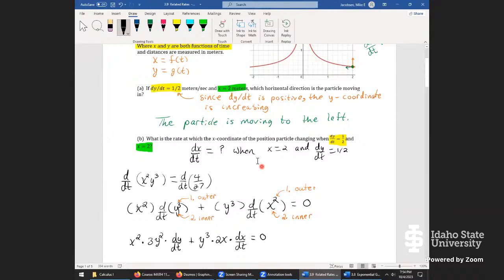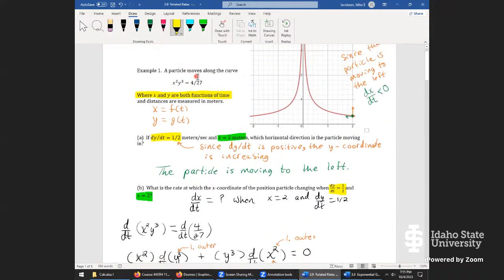What was our goal? It said, what is the rate at which the x coordinate is changing when dy/dt is a half and x is 2? Well, x is 2 means we can plug a 2 here and here. That's kind of nice. dy/dt being a half, we can plug that right here. And the whole question is dx/dt. We need to solve for that to get an answer out. But notice what's missing. I don't have a value for y yet. But it's okay. X and y are definitely related. They're related through that equation.